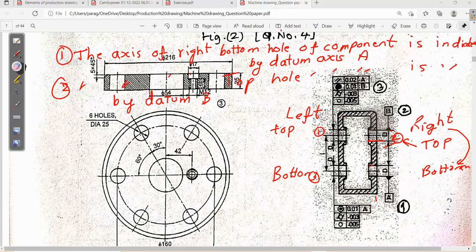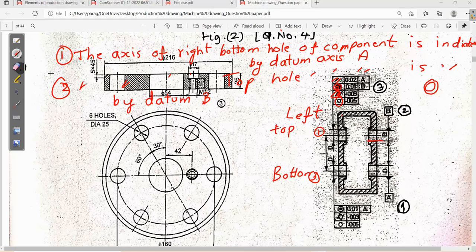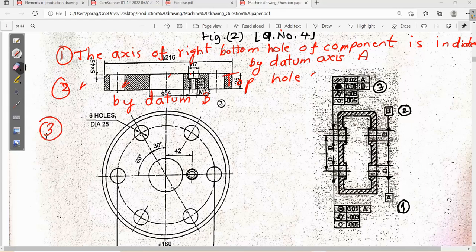The third one has many things. First one, parallelism, and this is concentricity. What is the symbol for concentricity? This is concentricity. Next, cylindricity, circularity. So how will you interpret this? Third one, how will you write it? So first symbol, A, datum A, and this particular hole.